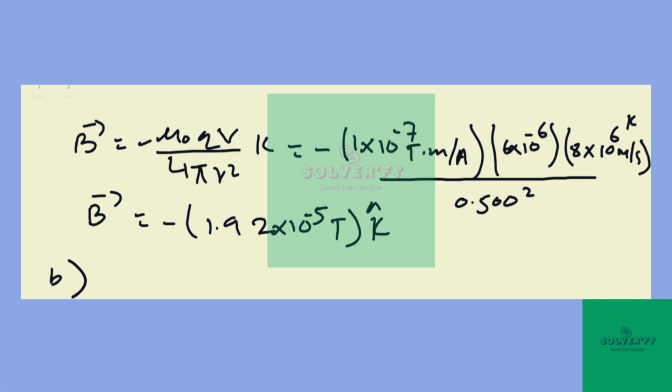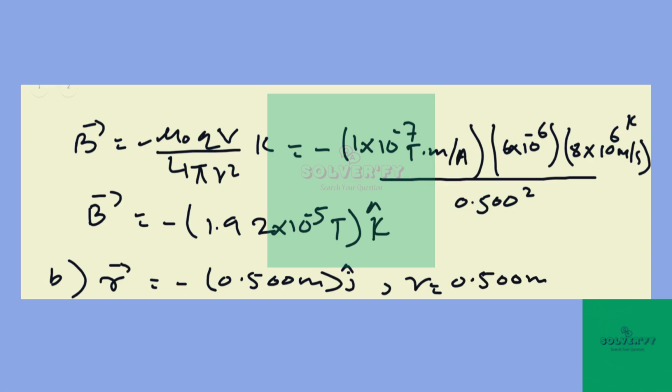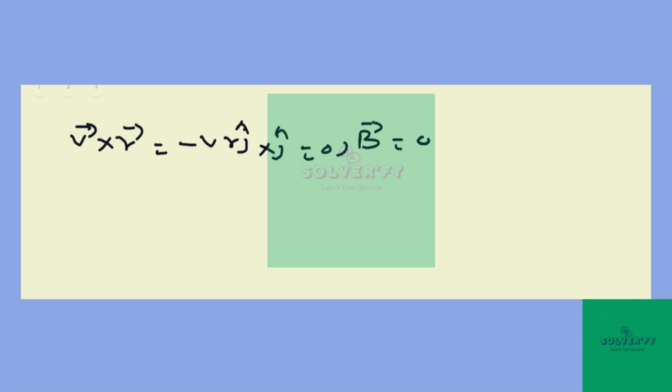Part B, for r equal to minus 0.500 meter in the j direction, where the magnitude r is 0.500 meter. Again, using the same procedure, we substitute the value for v cross r, which here is minus vr j cross j. This gives us 0, and hence our B will be 0, because this whole factor is 0.